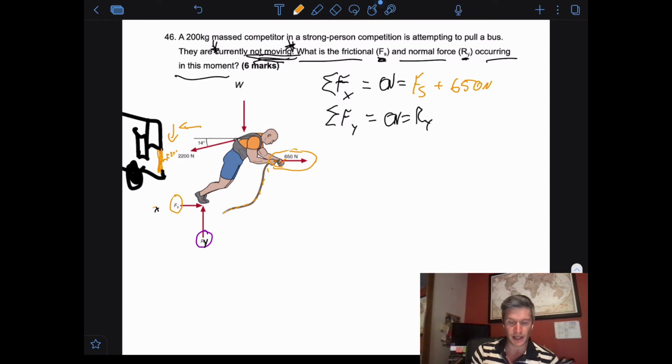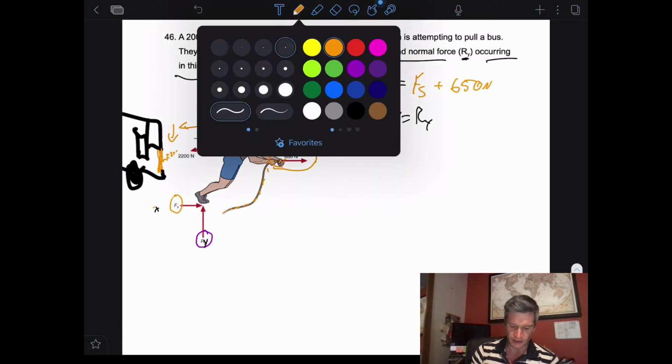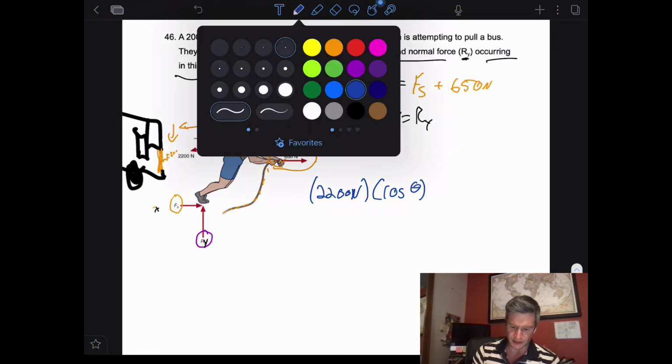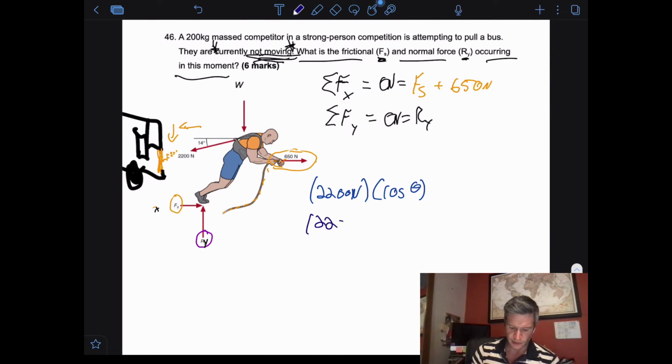So to do that, we're gonna take our 2,200 newtons, and in one treatment of this force to get one component, we're gonna go cos theta. And then in the other treatment of this number, we're going to go sine theta, okay?